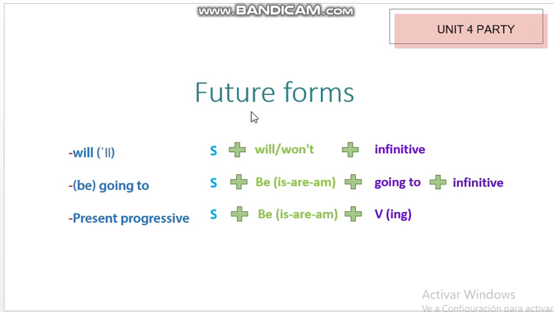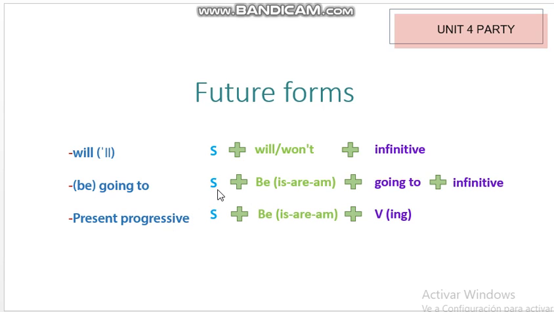The rules to form these sentences in future are: for will, we form with the subject plus will if it's positive and won't if it's negative, plus the infinitive. That means the infinitive is the base form, which means that the verb must go in the first line of the verbs.